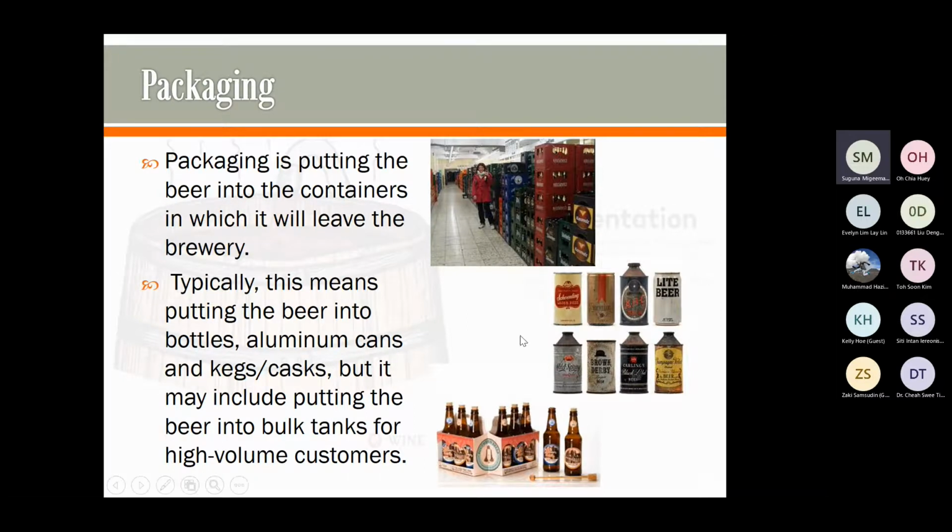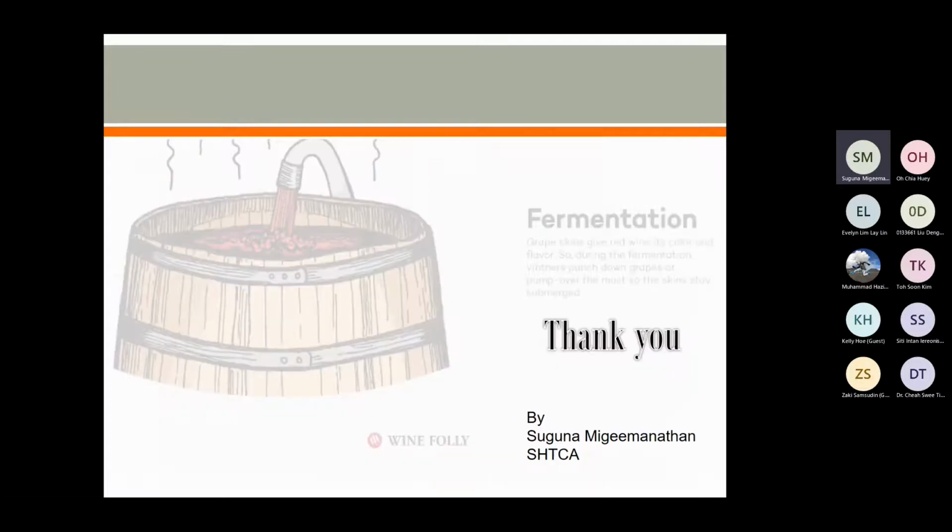We can see different packaging being used for the beer. Typically we choose bottles, aluminum cans, or kegs, but it may also include putting the beer into a bulk tank for high volume customers, and that's how it is distributed.